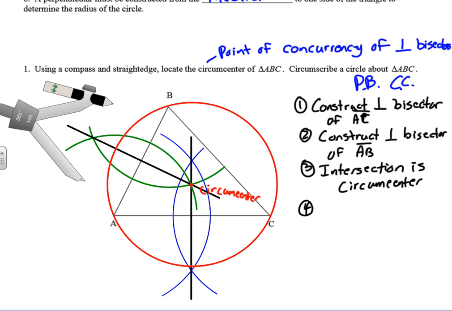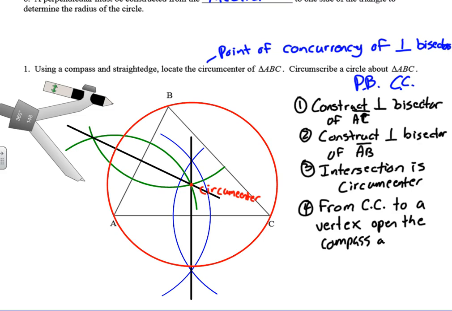So from the circumcenter to a vertex, open the compass and draw a circle. Draw the circle. So that's what it means to circumscribe: it's around the outside and it touches all of those points. All right, so that's the circumcenter here.